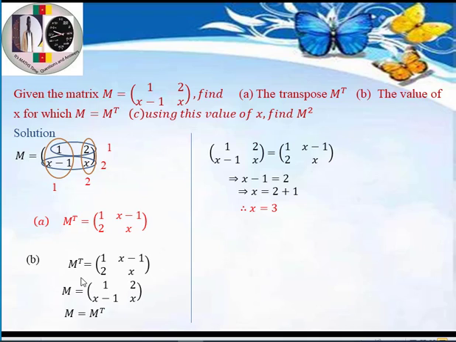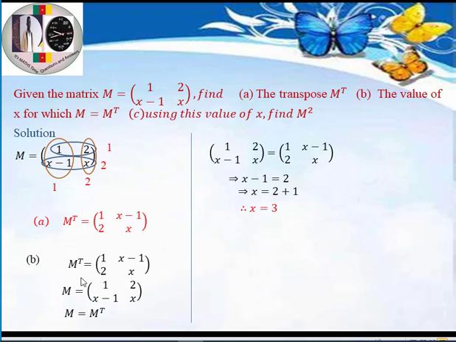Okay, so the third section of the question is asking us to use this value of x to find M squared. M squared does not mean you should go inside M and square each entry. It simply means we should square as we do in mathematics: 1 squared is 1 times 1, 2 squared is 2 times 2, 3 squared is 3 times 3. So M squared will be M times M.